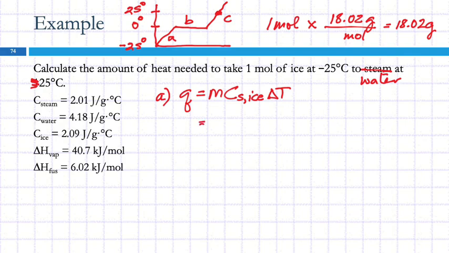So here the energy Q is equal to the mass, 18.02 grams, times the specific heat capacity. This is the ice, and so we need to use C for the ice, 2.09 joules per gram degree Celsius. And then the change in temperature. Final minus initial, we're going from colder to warmer. The final is 0. 0 minus negative 25 is plus 25.